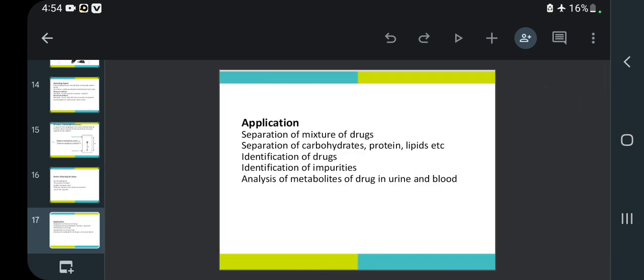Lastly, we have the applications of paper chromatography: separation of mixtures of drugs, separation of carbohydrates, proteins, lipids, etc., identification of drugs, identification of impurities, and analysis of metabolites of drugs in urine and blood.